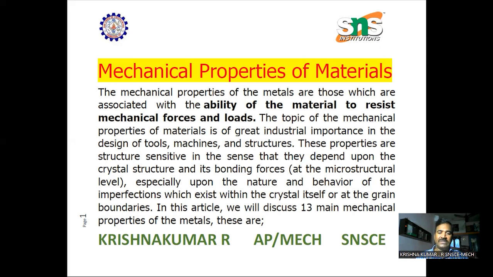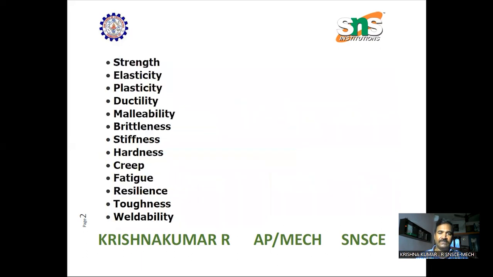At the microstructural level, especially upon the nature and behavior of the imperfections which exist within the crystal itself or at the grain boundaries. In this article, we will discuss 13 main mechanical properties of the metals. These are strength, elasticity, plasticity, ductility, malleability, brittleness, stiffness, hardness, creep, fatigue, resilience, toughness, weldability.